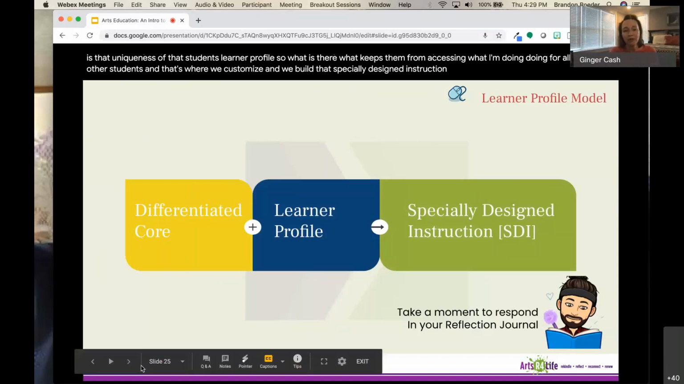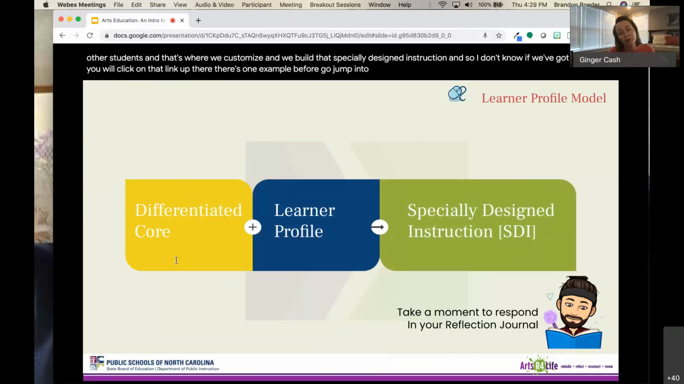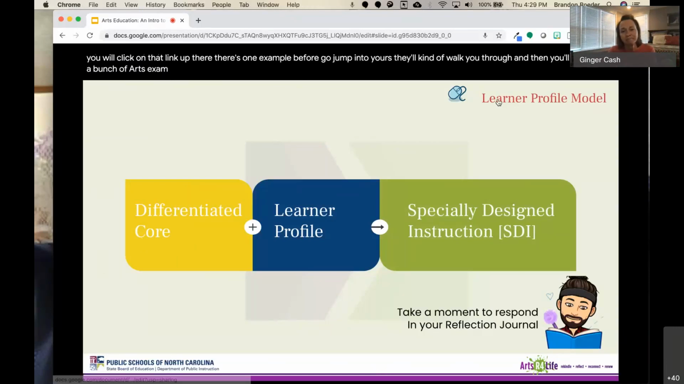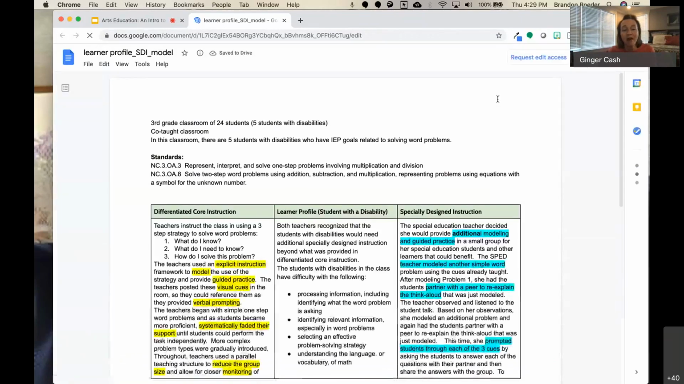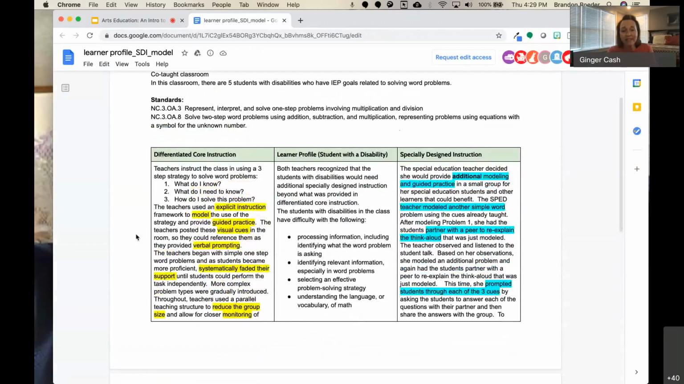And so I don't know if we've got time and you want to click on that link up there. There's one example before y'all jump into yours that I'll kind of walk you through, and then you'll get to see a bunch of arts examples. And so I've highlighted already for you all. If you see over there on the left-hand side, that's the original lesson. This happens to be a math lesson, as we have as an example. In just a moment, you'll get to look at one specific to your curriculum.